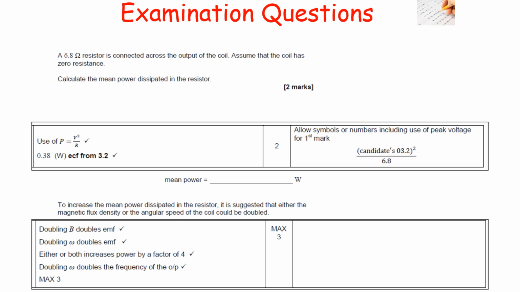But also note that if you double ω, it's spinning faster, so not only will it double the EMF produced, it'll also double the frequency of your alternating voltage produced.